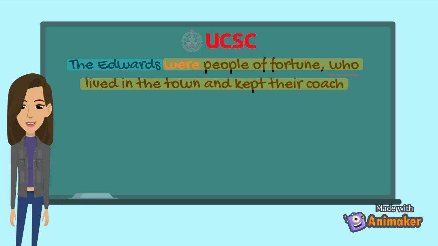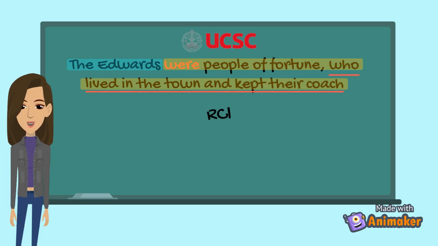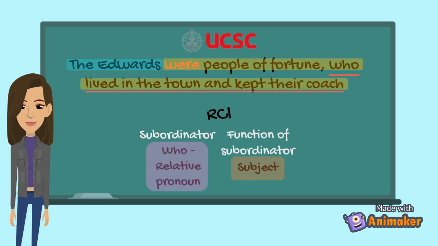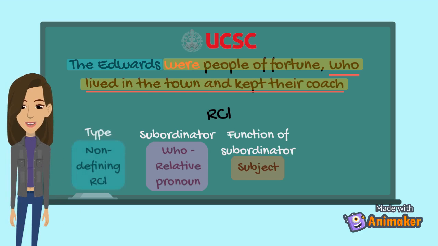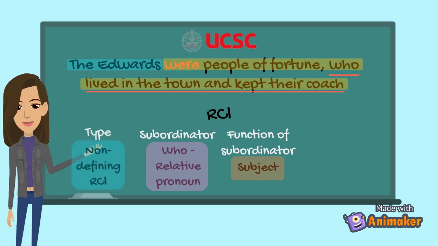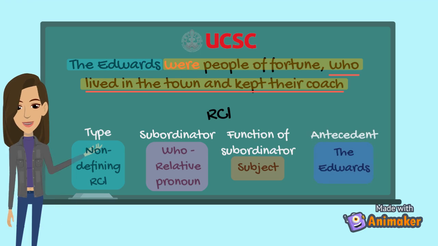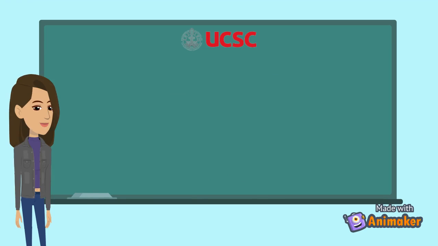In the predicate, we find the subordinate clause that starts with the relative pronoun who. In this sentence, it is acting as the subject of the subordinate clause. This relative clause is a non-defining one, and you might be asking, why? That is because it gives more information about the antecedent. In this case, the antecedent is the Edwards.